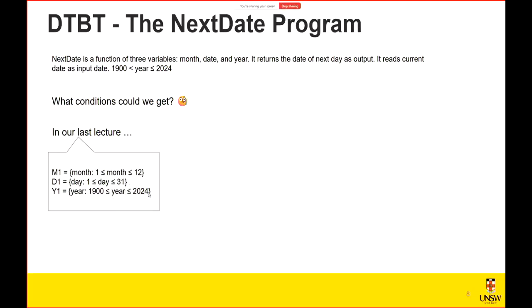So these conditions here are not rigorous enough to capture the logic between the months, days, and years. This is not ideal to test the behaviors of the program comprehensively. So what we can have instead is to break the conditions into more detailed, smaller ones.